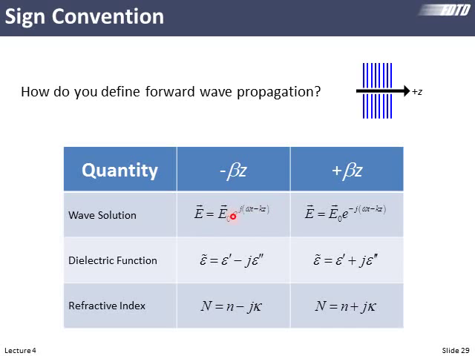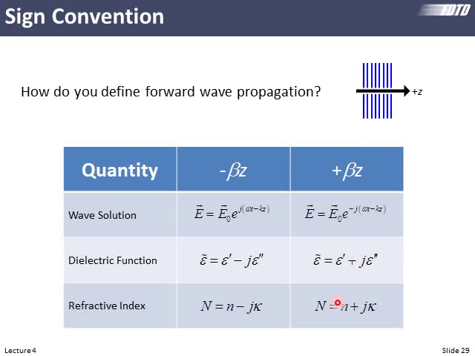For the e to the positive j beta z convention, here's how we would write it. Notice there's a negative sign out here in front of the j. So this has implications in how we write our complex permittivity and even our refractive index. Notice there's a negative sign on the imaginary components of those two, whereas in the plus j beta z convention, we have positive signs.